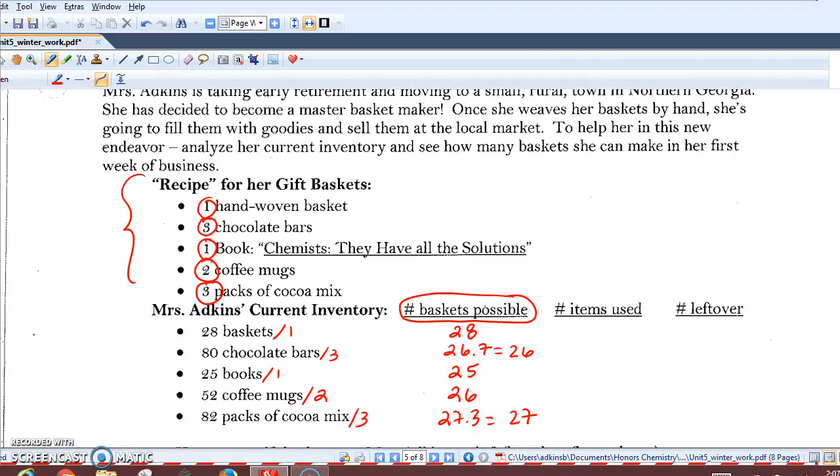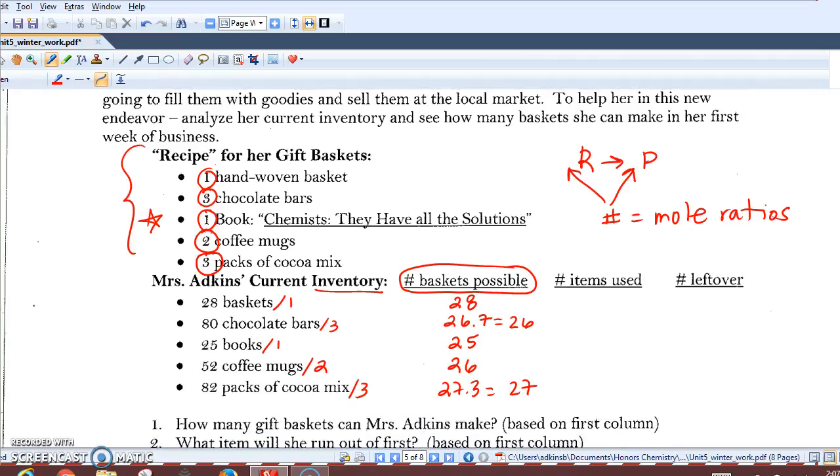So what we did there to figure out the number of baskets possible was we took what we had, our inventory, and we divided it by the amount that went into each basket. And if you think about a chemical reaction now, we've got reactants forming products. Remember we said that these coefficients, these numbers out in front, equal our mole ratios. Okay, so we're going to move into reactions in a minute.